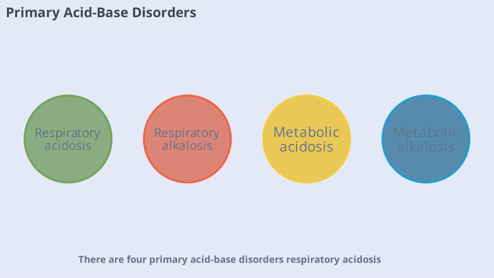There are four primary acid-base disorders: respiratory acidosis, respiratory alkalosis, metabolic acidosis, and metabolic alkalosis. Acidosis and alkalosis refer to processes that produce acid or base, while acidemia and alkalemia describe the state of the blood. Respiratory disorders originate from the respiratory system, while metabolic disorders arise from various sources, including the gastrointestinal system and kidneys. Understanding these primary disorders is key to accurate ABG interpretation.